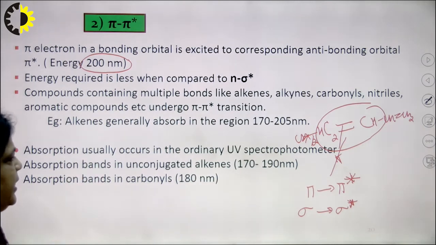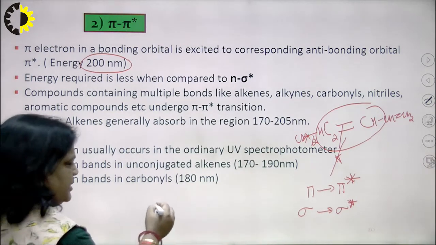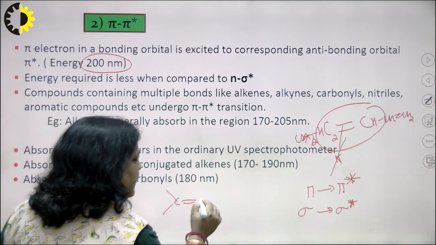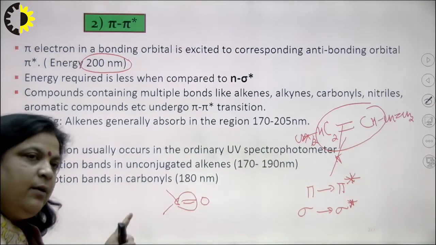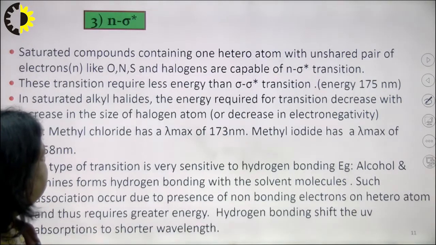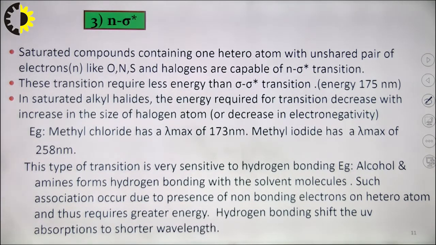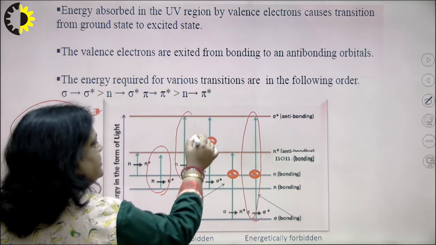Absorption band in unconjugated alkenes, absorption band in carbonyls. In case of carbonyl, there is a double bond, meaning pi is there. So, there may be a possibility of pi to pi star transition. Now, third is n to sigma star. If we visualize, this is n, and these are highly occupied and these are least unoccupied. So, n to sigma star is this third point.